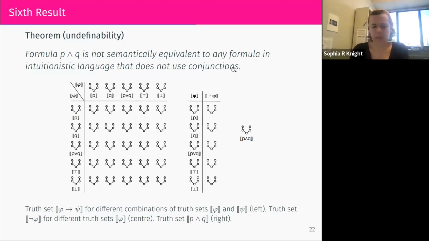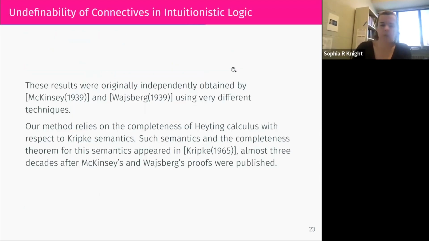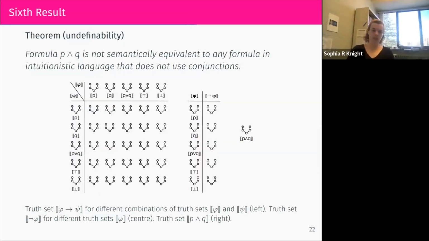Then our last theorem for intuitionistic logic is that we can't define and through implication and negation. For this one, we have to pick a new basic set of propositions, P and Q. They're both true at the top states. P is kind of true at the left-hand state, and Q is true at the right-hand state. That gives us actually 5 possible formulas that we can build up using implication.